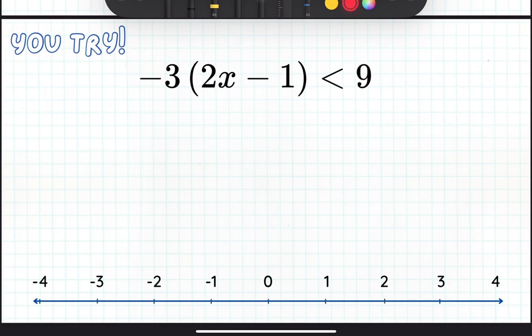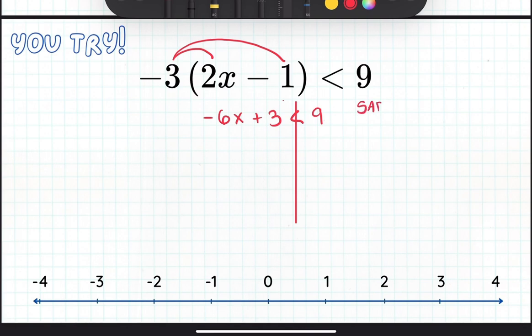Now the first thing that I want to do is I want to distribute that negative 3 to the parentheses. So I'm going to distribute negative 3 to 2x and negative 3 to negative 1. So negative 3 times 2x is negative 6x, and negative 3 times negative 1 is plus 3 is less than 9. And now we could solve our inequality. And I'm going to follow the same SAD method that we've been doing this entire time.